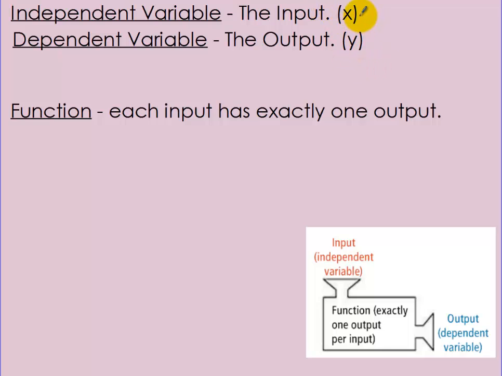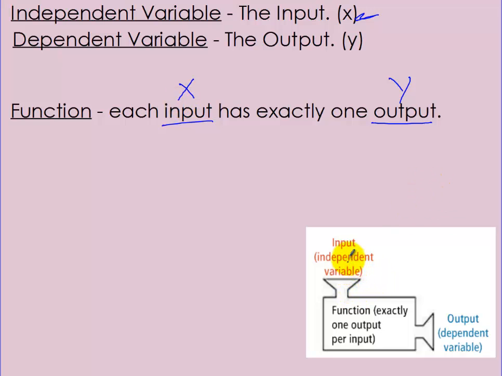Another thing about independent and dependent variables. Independent is the input, and we usually label this as x. And the dependent variable is the output. We usually label this as y. One thing about the input and output, we use these when we want to talk about functions. What's a function? Every input, so every x value, has exactly one output or y value. So if I put an x into this, it only comes out with one y.